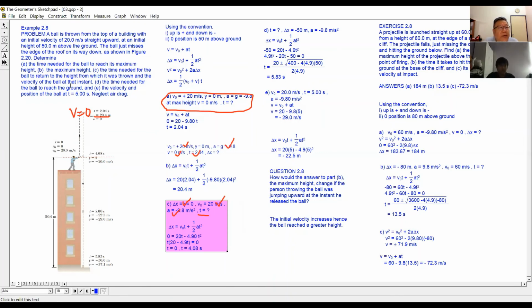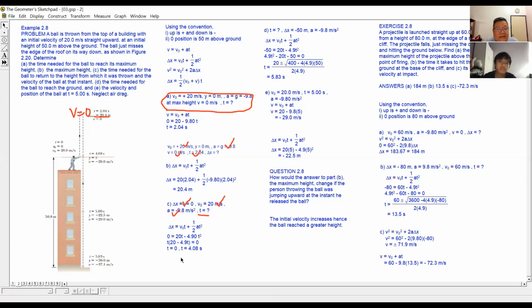How to solve this equation? You have to factorize, right? Factorize this. There is a common factor t there. You take out the t, then you are left with 20 minus 4.9t equals to 0. Now from this quadratic equation, we know there are two values for t. First one, t equals to 0, and the second one, t equals to 4.08.